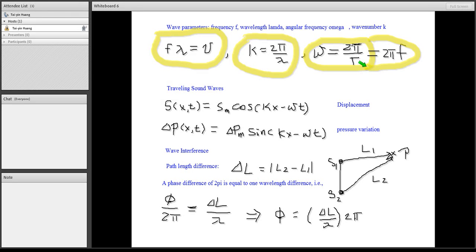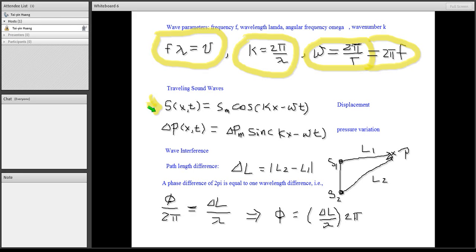Now, when we're dealing with traveling sound waves, in other words, waves that do not stay at a fixed time and place but travel from one place to another, we can use a sinusoidal function to describe how the wave propagates through space and time. So this first equation is the displacement, and it's a function of position and time.